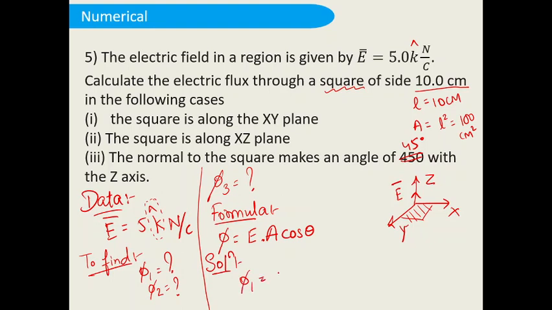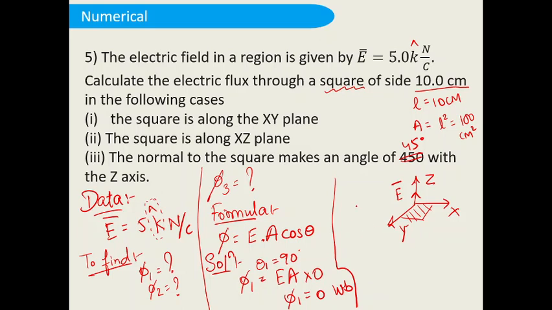So phi1 here is EA and the angle is what? Angle is 90 degrees. So we can say theta 1 is equal to 90 degrees. So cos 90 is what? 0. Cos 90 is 0. So this will be multiplied by 0. Phi 1 is equal to 0 Weber. WB, the Weber, is the unit of electric flux.